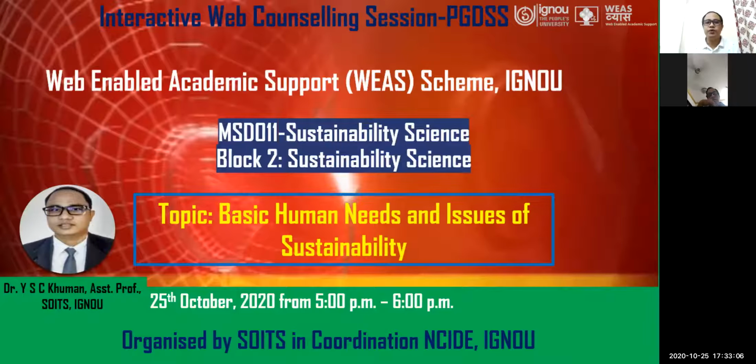Today, we are going to discuss one of the important pillars. I mean, we can say it is a pillar for achieving sustainability, that is basic human needs, and how basic human needs have to be looked at from the lens of sustainability, issues of sustainability. So it is a part of our block 2, first unit. And I assume that most of you have looked into our self-learning material.